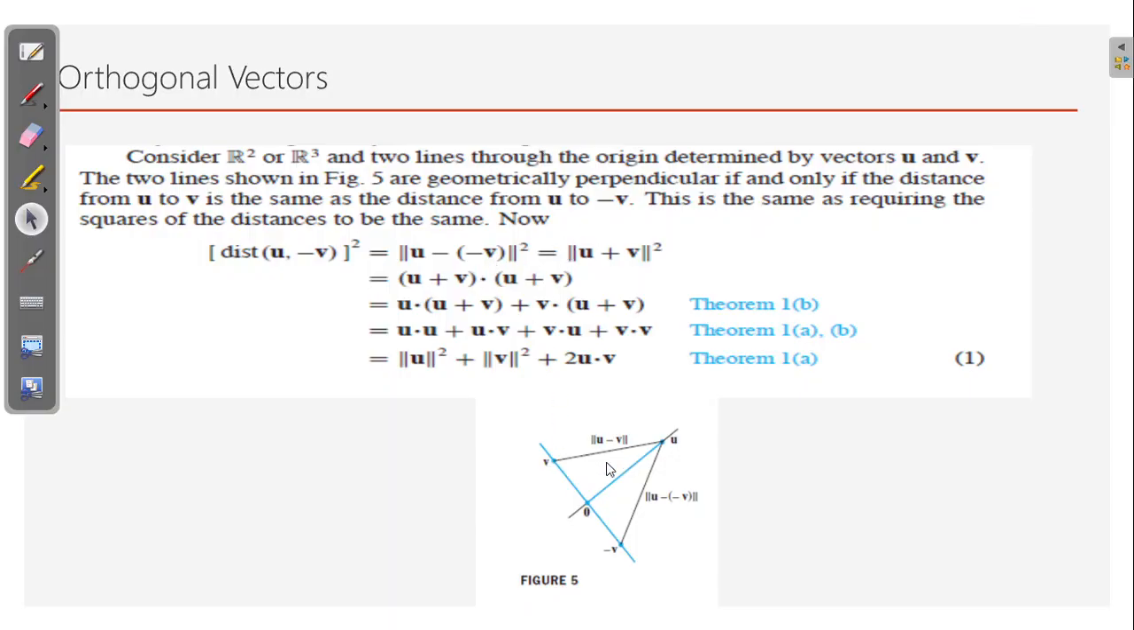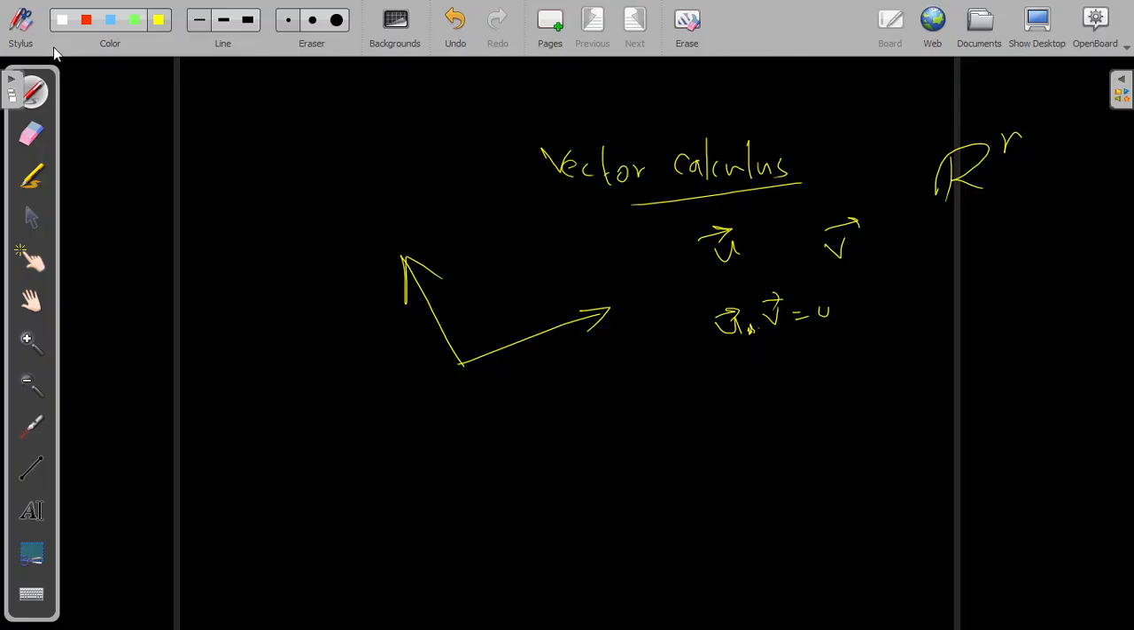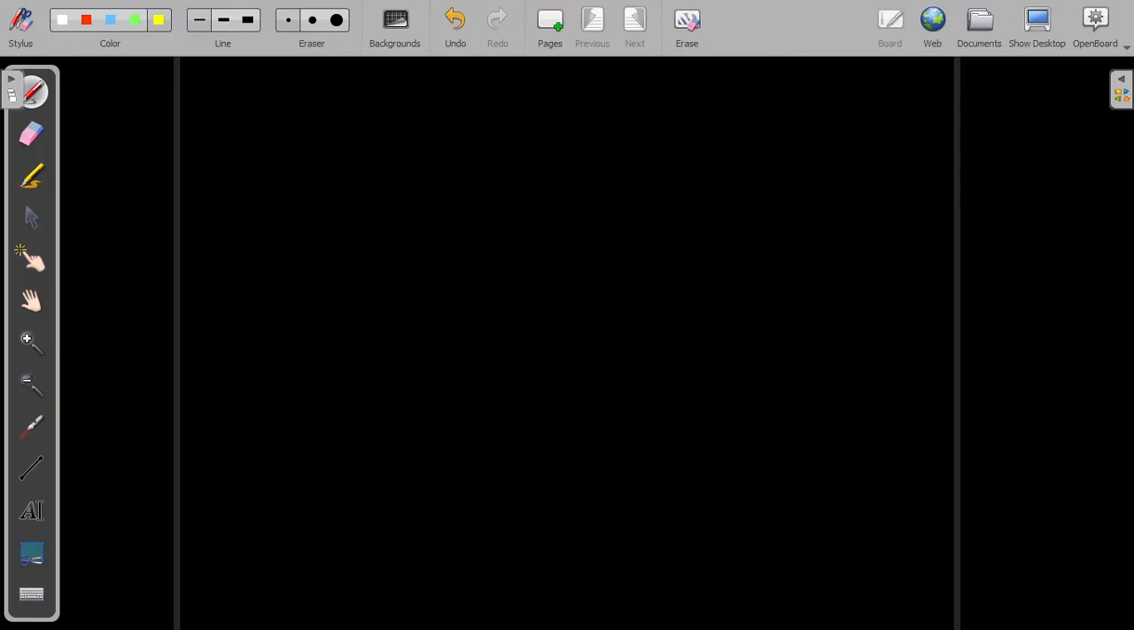In order to prove that, we will take up vectors in R2, that is v and u. Two vectors we are considering, v and u like this, which are perpendicular to each other.